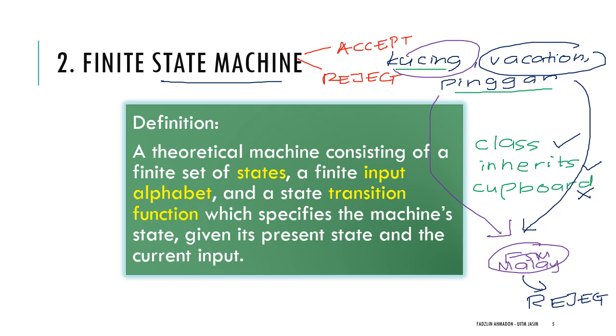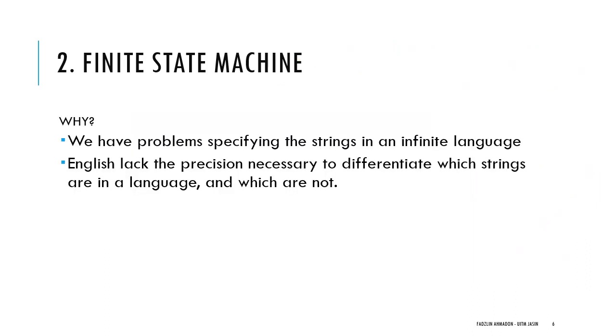A finite state machine has a finite set of states, a finite input alphabet, and a state transition function which specifies the machine state given its present state and the current input. Why do we need a finite state machine? This is because we need a better way of explaining all strings that belong in a language.